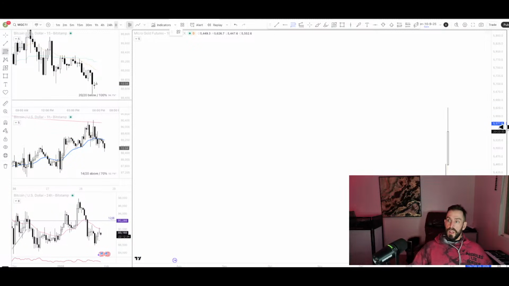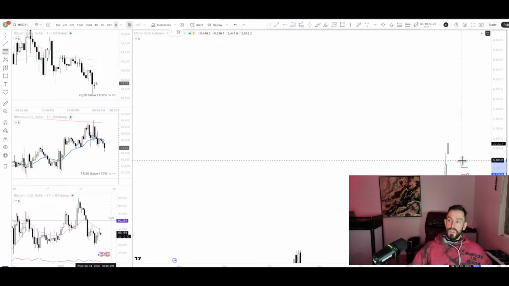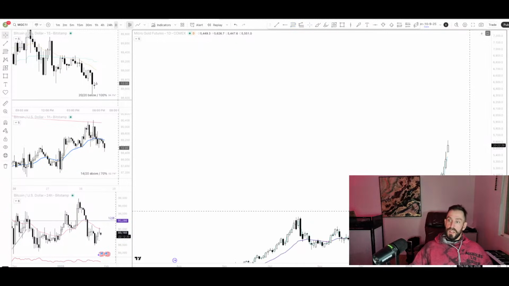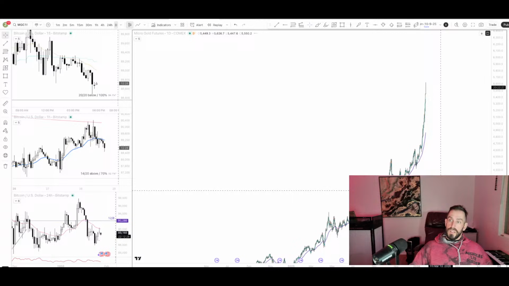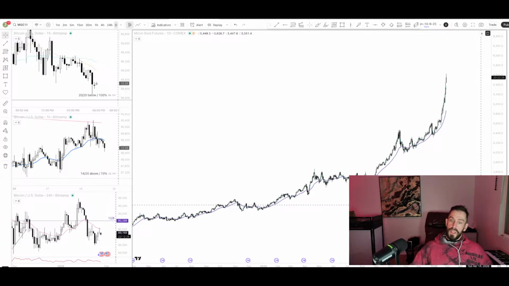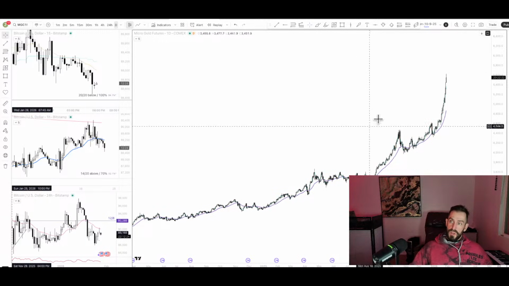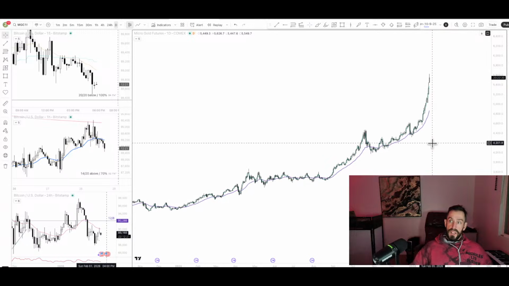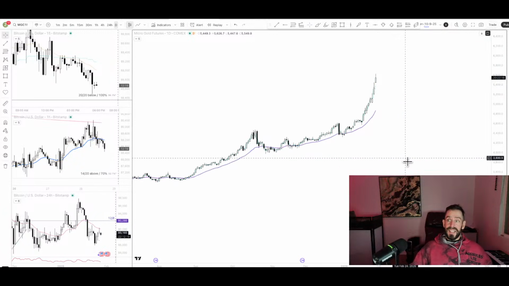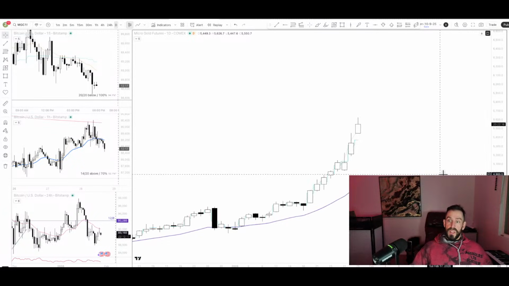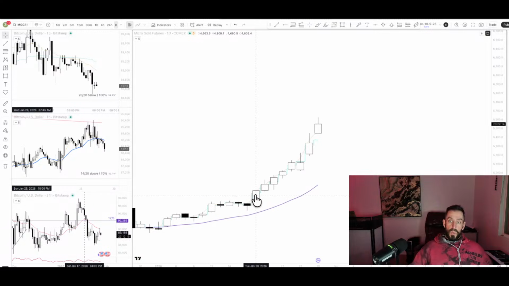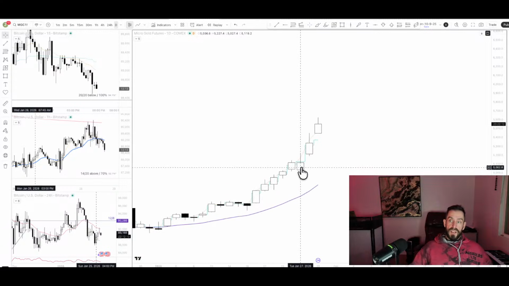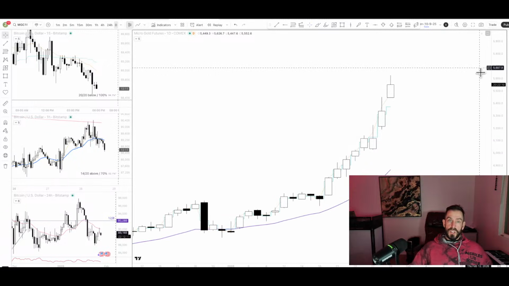Yeah, look. This is the daily chart of gold. This is April. This is right now. That's insane. So basically, this is a daily chart: 1, 2, 3, 4, 5, 6, 7, 8 consecutive bull bars on the daily chart.